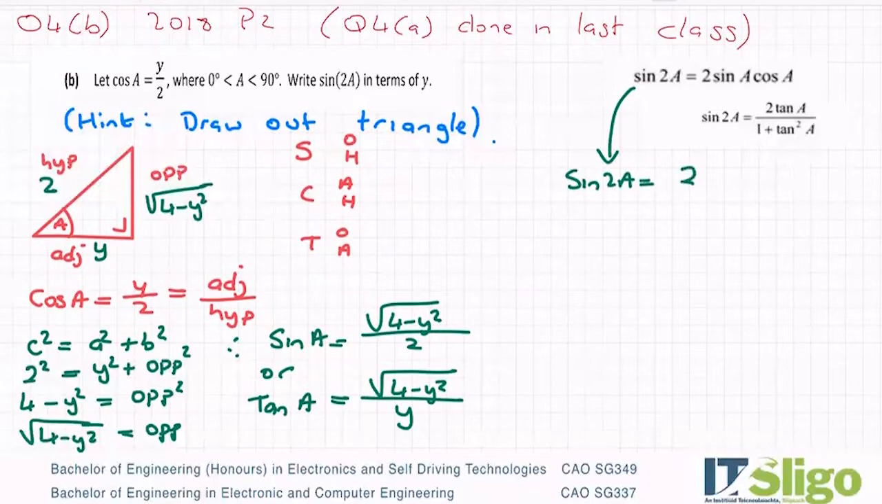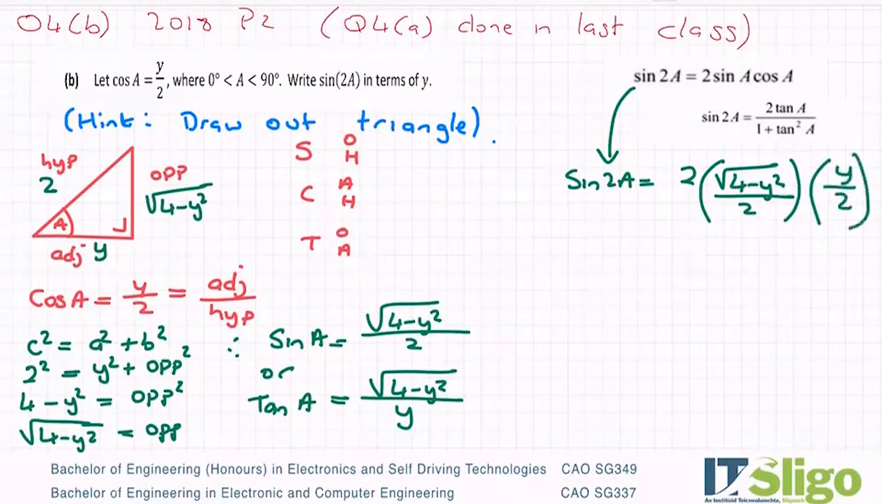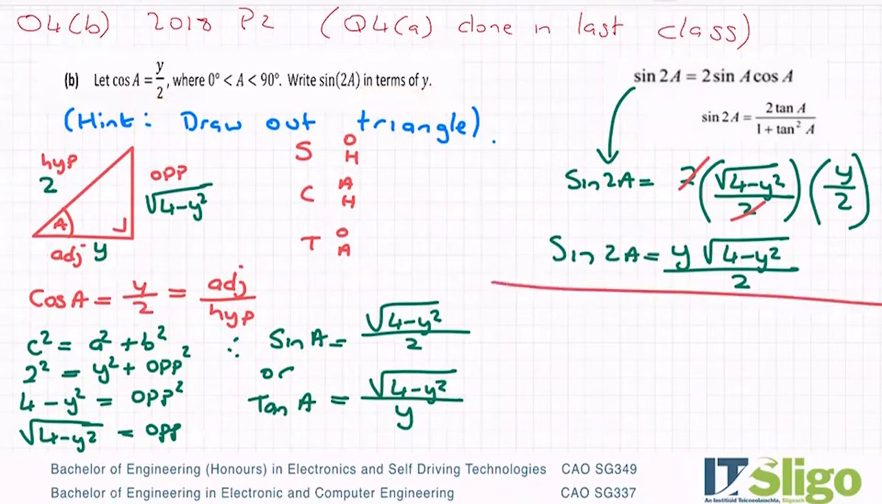So it's 2 times sine A. So that's the square root of 4 minus y squared over 2 times cos A, which was given in the question. It's y over 2. Okay, so some of those 2's can cancel as long as one is on the top and one is on the bottom. So then I end up with y square root of 4 minus y squared over 2. So that's what sine 2A is in terms of y. Of course you should get the same answer with the other one.